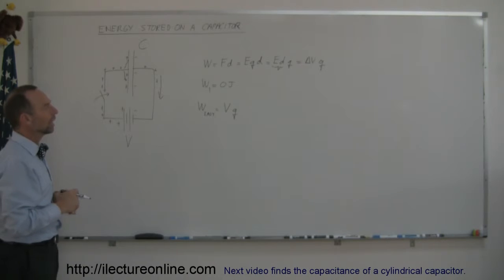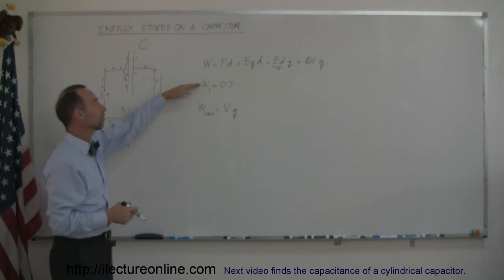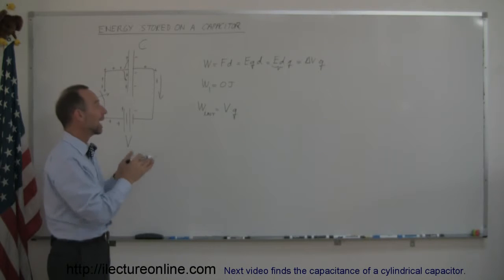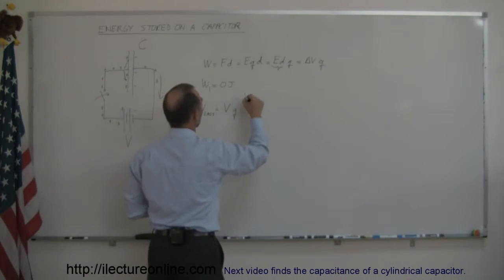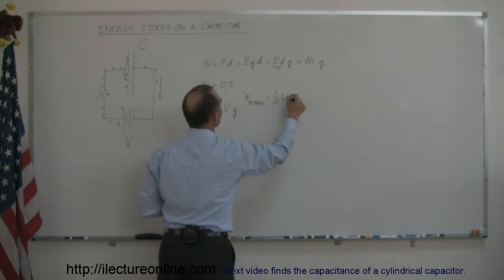So how much energy or how much work do you think it takes to put the middle one there? Let's say you put 1,000 of them on there. The first one would take 0 joules, the last one would take this many joules, and the one in the middle, halfway through, would take half that much. So the work done to put the middle one in there would be the average of the two, or 1/2 V times Q.